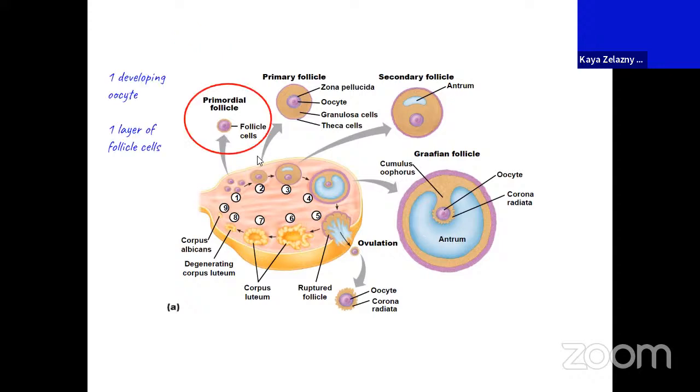So we saw that we were starting out with a primordial follicle. So we have one oocyte developing, surrounded by a layer of follicle cells. We have multiple primordial follicles kicking off their development during every 28-day cycle. We just pick a handful of them, not all of them, but not just one of them.